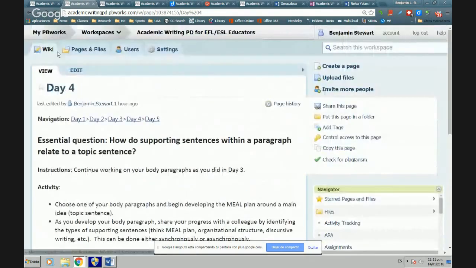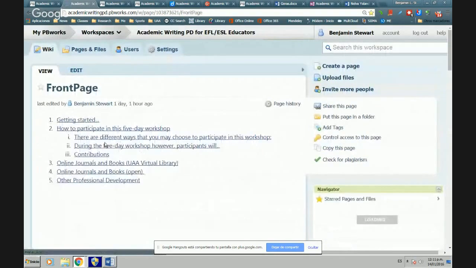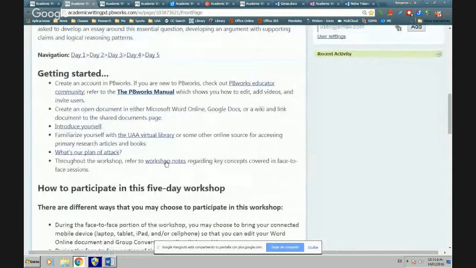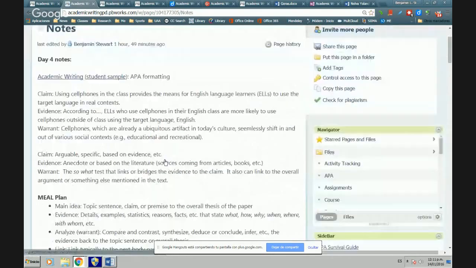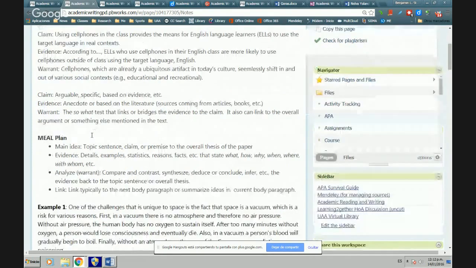Let's see, sorry. Come back to page 4 here. And notes, if you guys are looking at your notes in the wiki, I added some information here. This is related to the meal plan. Okay, and again, I primarily don't talk about this. I'll just share briefly today, but I don't talk too much about this with students because it can get a little bit confusing. But it's basically the same thing. The meal plan, right? The main idea, evidence, analyze, and link. And I describe a little bit about what that is.